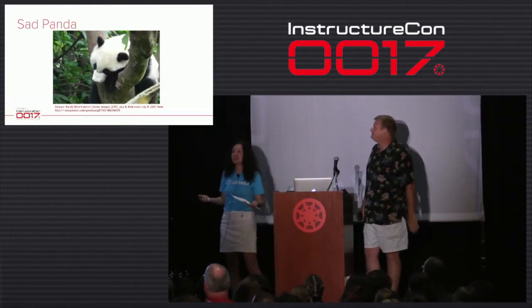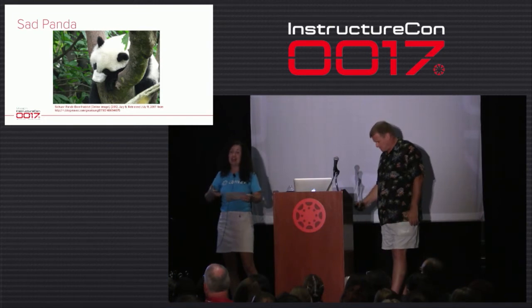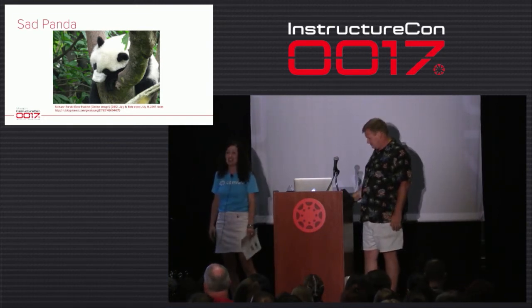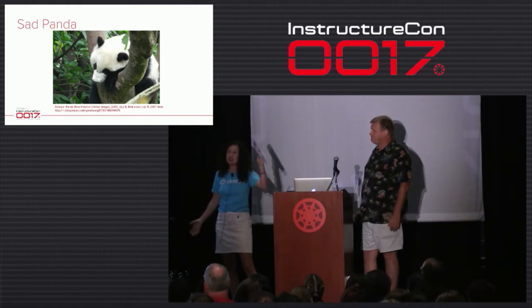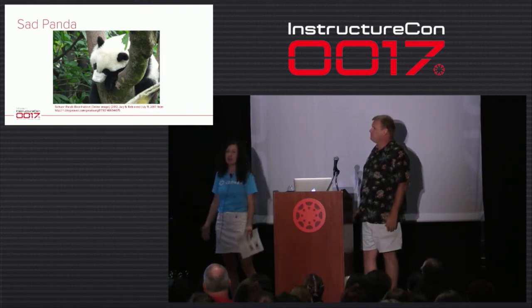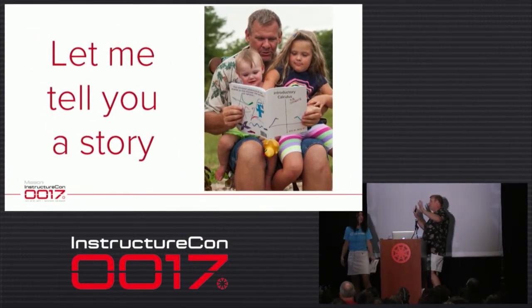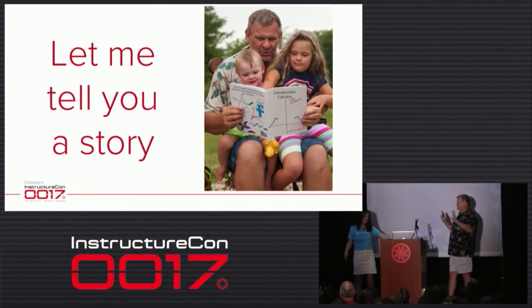And so how would that make that poor panda who asked, how can you do this, feel? Well, that panda's pretty sad, right? Because James said, yeah, you can do that, but he gave you this mile-long code, and you're like, I don't know what to do with that. Let me tell you a story.